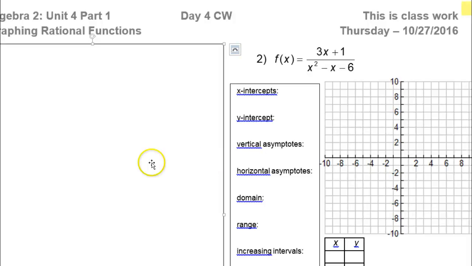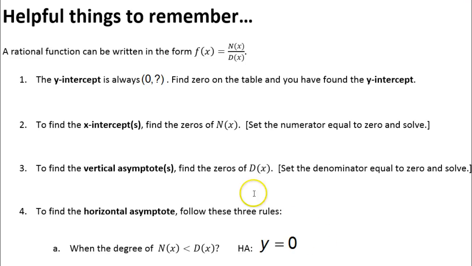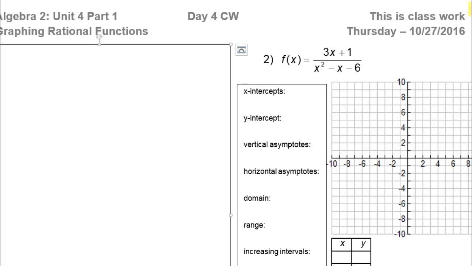In this video, we will graph this rational function right here. Alright, we're being asked to find the x-intercepts of this function. And looking at our notes here, we remember that to find the x-intercepts, we can find the zeros of the numerator. In other words, set the numerator equal to 0 and solve. So that's what I'm going to do.